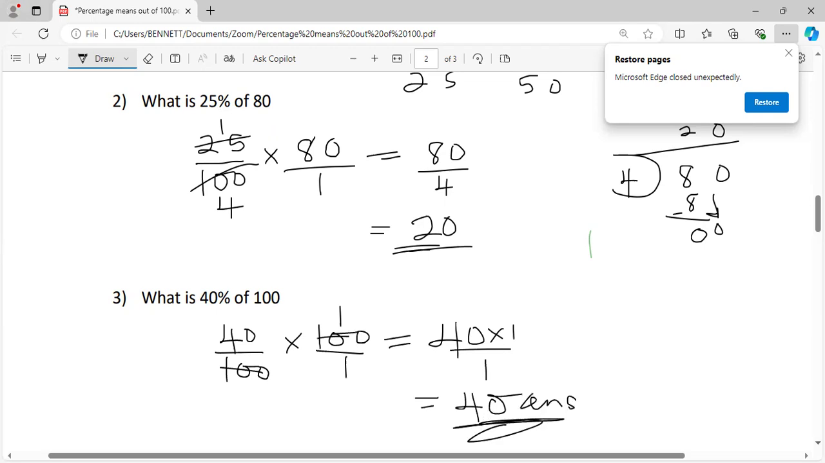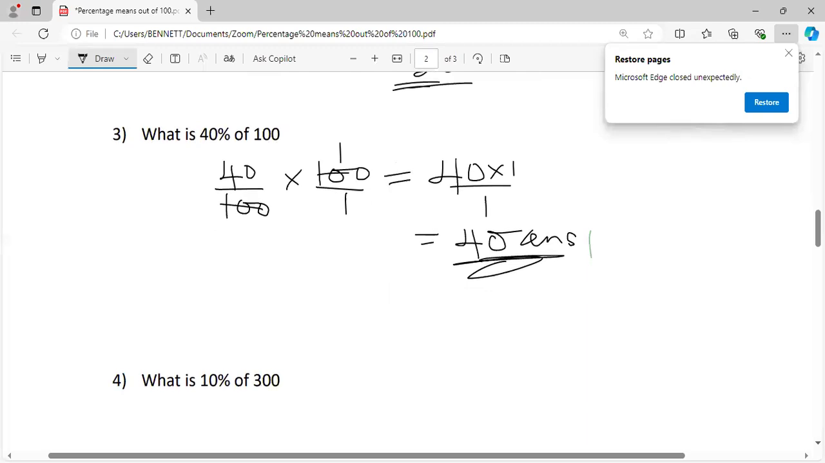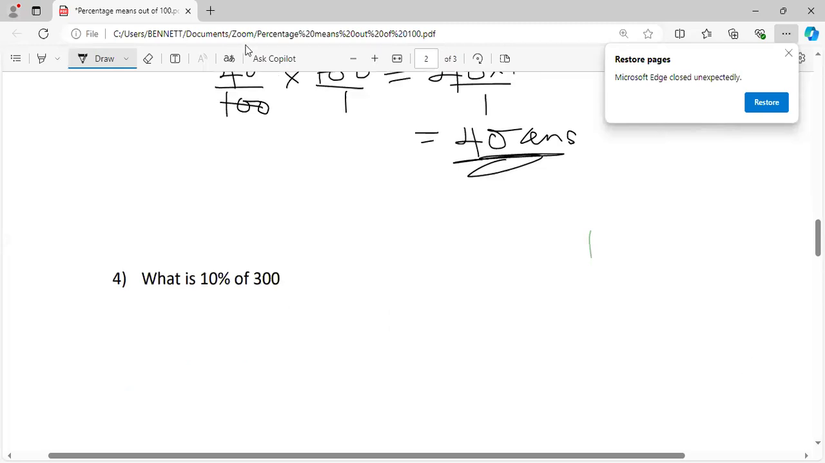Let's see if we can figure out this one. What is 10% of 300? So go ahead and do this one. Excellent, guys. So you say, what is 10% of 300, right? So we know that percent means out of 100. So it's 10 out of 100, and then we times it by 300.